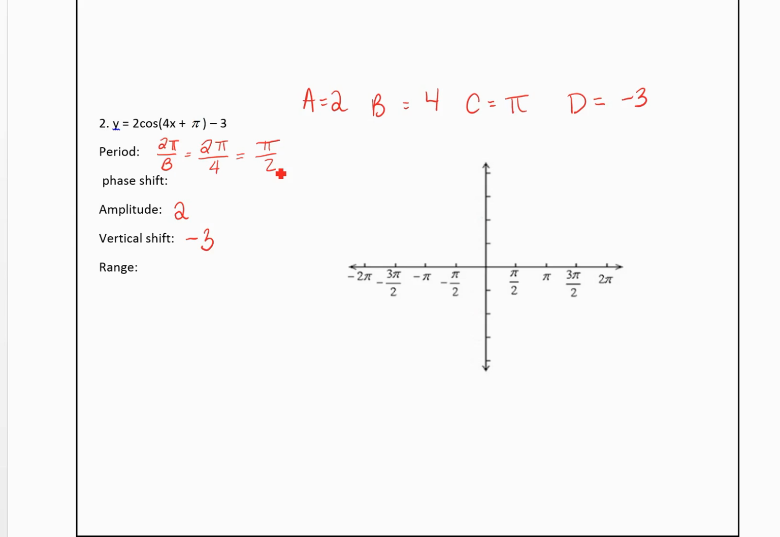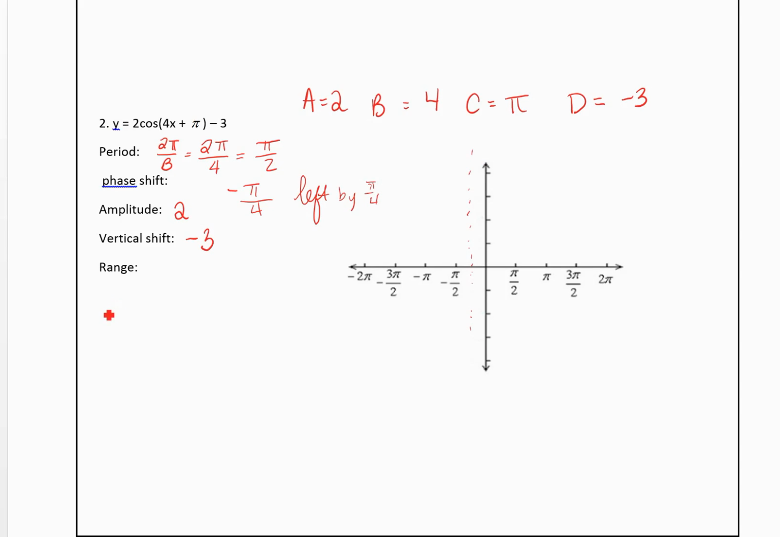Okay, in our phase shift, we take -c, which is pi, so -pi over b, over 4. So we're shifting to the left by pi over 4. Okay, so if we want to think, pi over 4 would be halfway. Where we would normally start at 0, we can now start at -pi over 4.